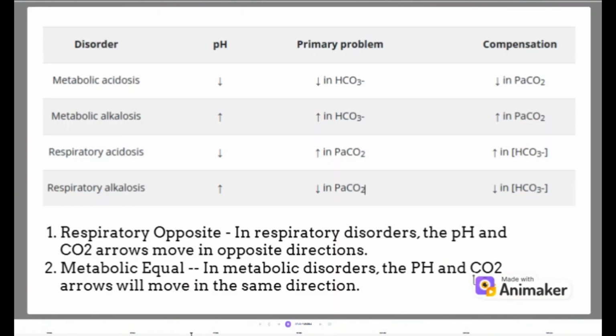Respiratory opposite. In respiratory disorders, the pH and CO2 arrows move in opposite directions. Metabolic equal. In metabolic disorders, the pH and CO2 arrows will move in the same direction.